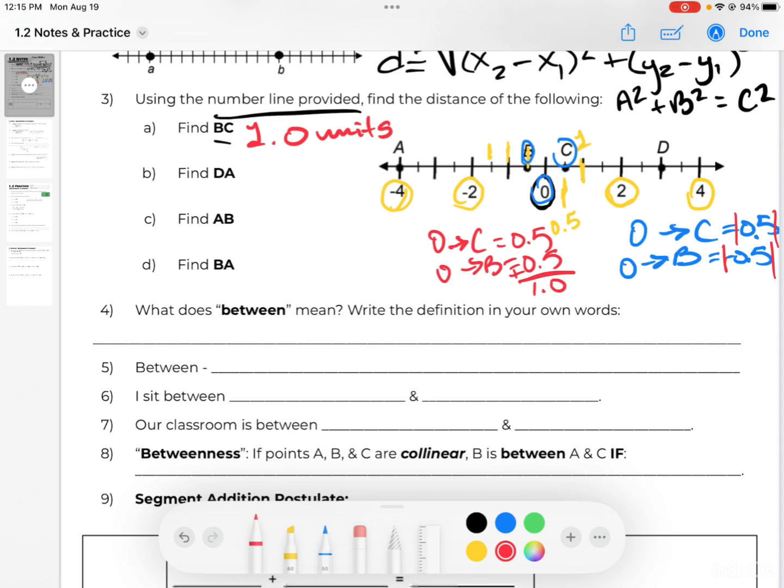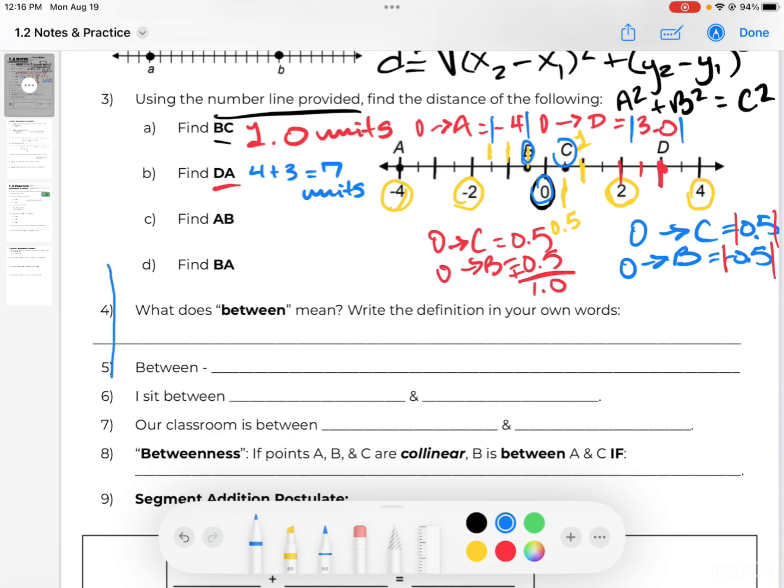So you would do the same thing. I'll do one more with you, and then I'm going to jump ahead here, but it says find DA. So we'd be going from this point over here at D, and from 0 to point D is 3.0, because it's 2, 2.5, 3. And then from 0 to A is actually -4. And then remember, we're doing absolute values. So D to A, 4 plus 3 equals 7 units. I'll let you do those next couple on your own.